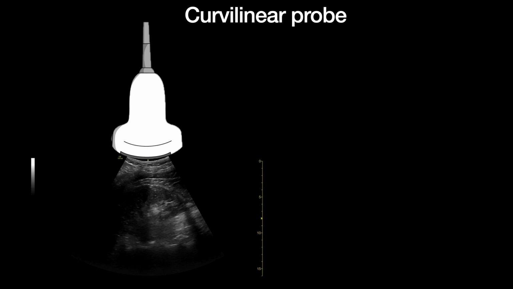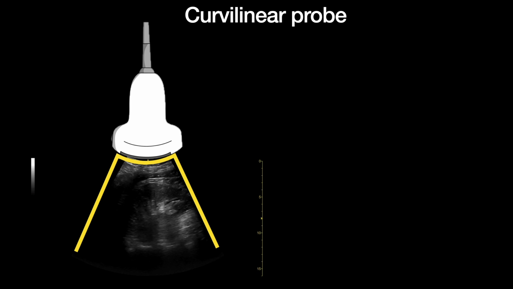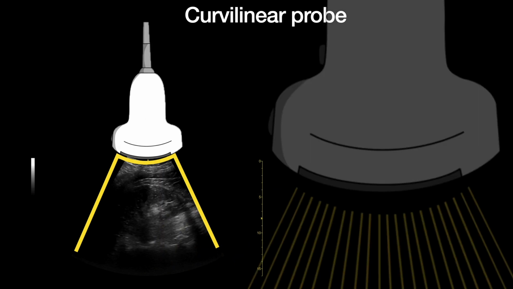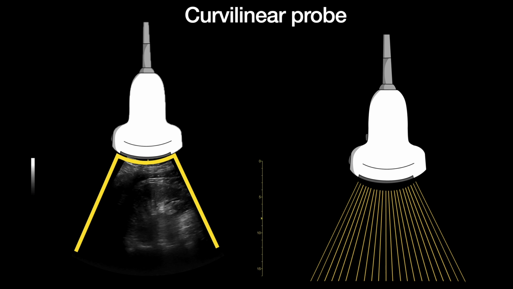And this is how it works. So this is the probe. You can see that the probe has a curvilinear shape, and this is how the array of the sound beams looks. It's like a curved sound beam. And the idea is to have large organs in large areas scanned right away.